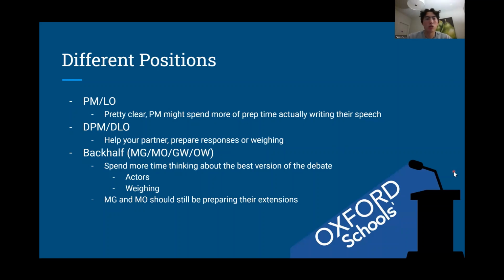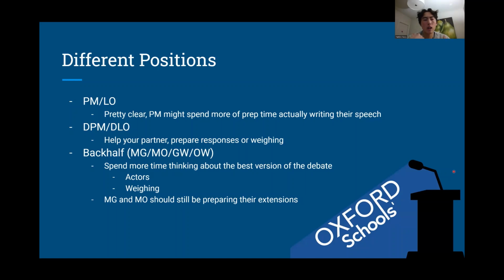Finally, for this workshop, I just want to briefly go over what different positions look like in writing their speeches. First, on Prime Minister and Leader of Opposition, I think this is pretty clear. This is basically just what we've been talking about. Deputy Prime Minister and Deputy Leader of Opposition, you're probably going to be spending more of your prep time helping your partner, but also preparing responses or weighing to what you think the other teams are likely going to be saying. So that's what you do in terms of writing your speeches.